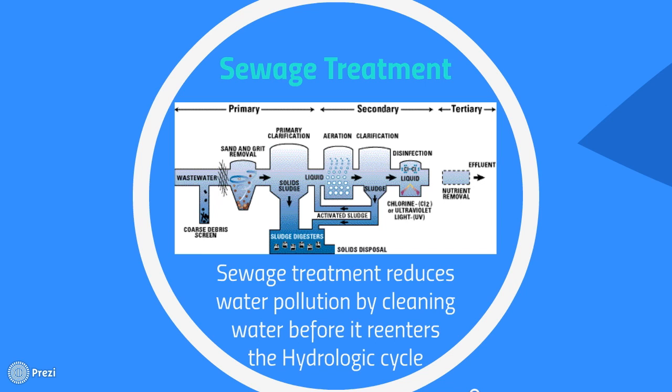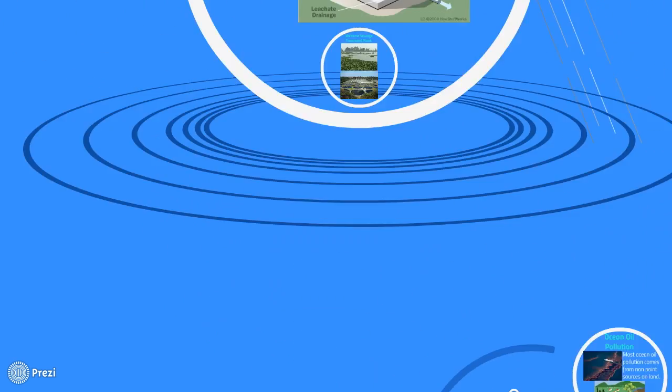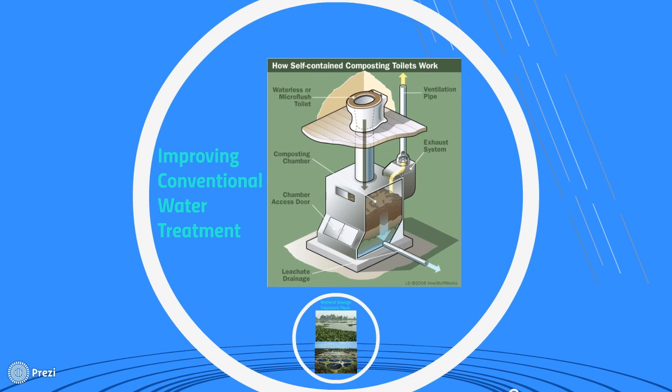Another way to reduce water pollution is through sewage treatment. Treating sewage reduces the water pollution by cleaning water before it re-enters the hydraulic cycle. There are many new innovations to improve conventional water treatment, such as using compost toilets. This way, you could turn human fecal matter into rich humus and even sell it as a soil conditioner.